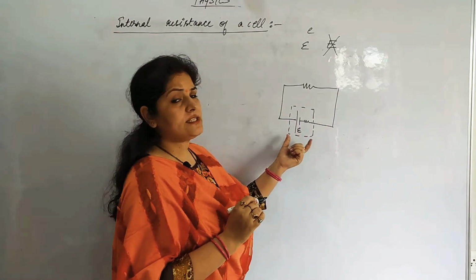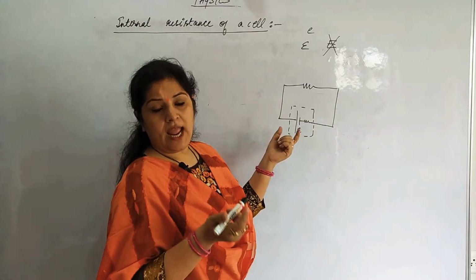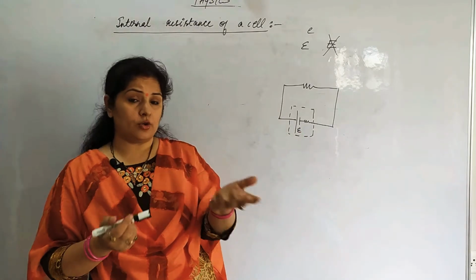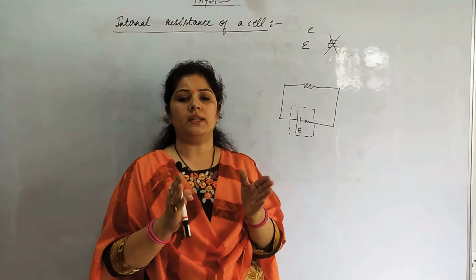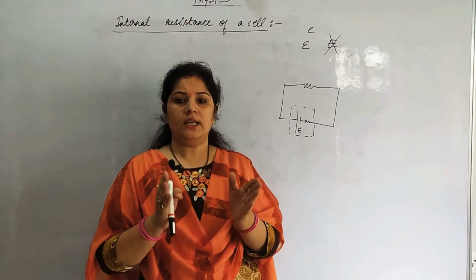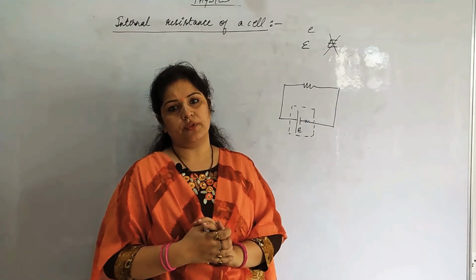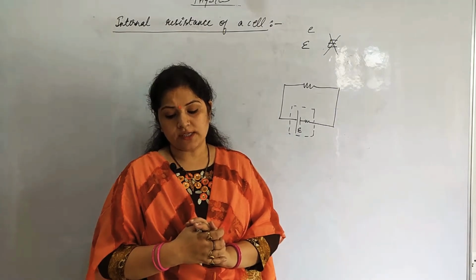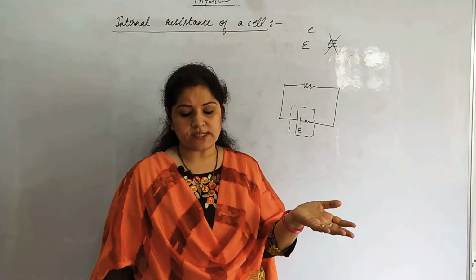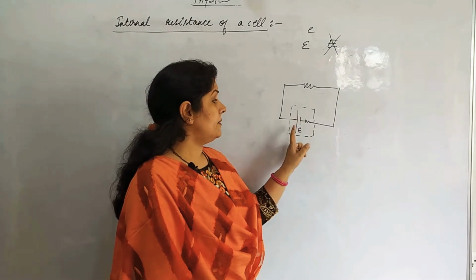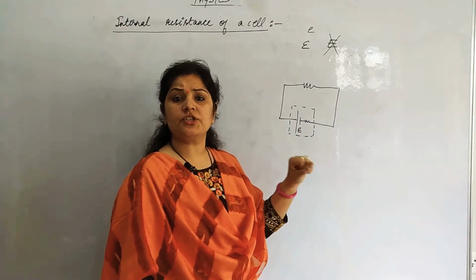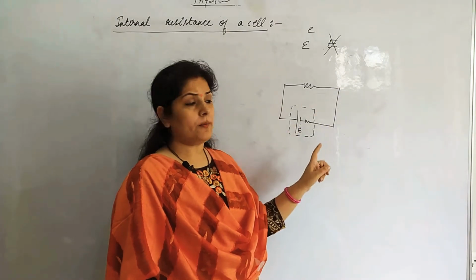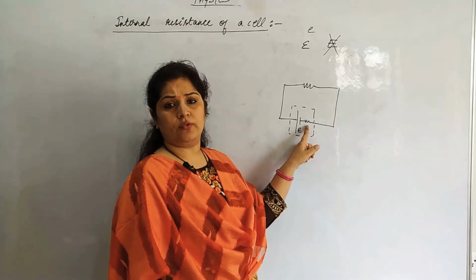So for every cell there are electrodes, and in between the electrodes there is electrolyte. You must have studied in chemistry. The resistance offered by the electrolyte of the cell is termed as the internal resistance of the cell. Right? So the resistance offered by electrolyte of a cell to the flow of current. When current flows from here, there will be some obstruction to the flow of current, and that obstruction is called the internal resistance of the cell.